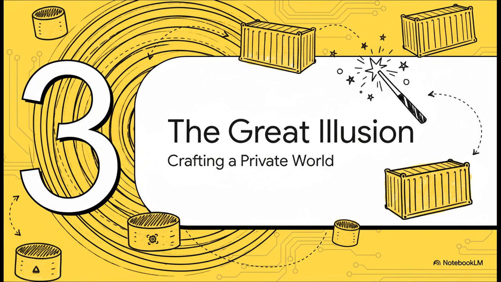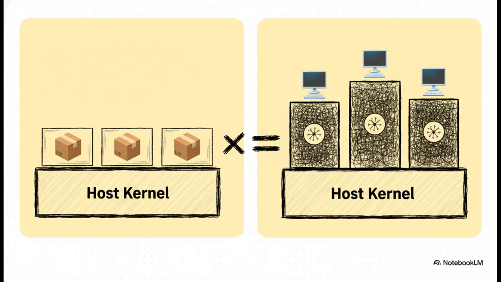So that begs the question, right? If all these containers are just sharing one kernel, how in the world does the kernel pull off this magic trick? How does it create a totally private, isolated little world for each and every one? Well, let's find out.